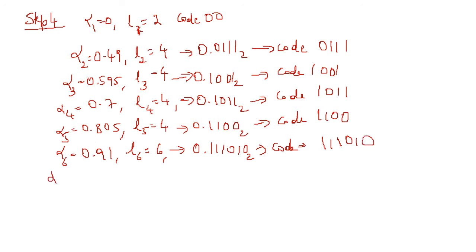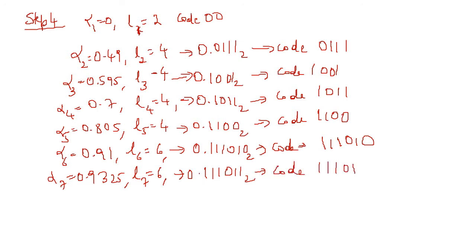So, you can write this code as 111010. Alpha 7 is 0.9325 and we have got L7 as 6. So, the respective code for this will be 0.111011 in binary. So, we can write the code as 111011. Alpha 8, we got it as 0.955 and the length L8 was equal to 6.